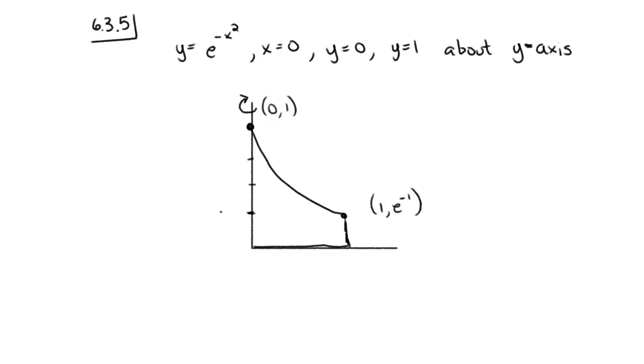But we're asked to find the volume of the region when it's rotated about the y-axis, bounded by e to the negative x squared, x equals 0, y equals 0, and y equals 1. Oh, I think it's supposed to be x equals 1. Yes, it's supposed to be x equals 1, so let me get that out of there. All right. I'd drawn it correctly. I just stated it incorrectly there.